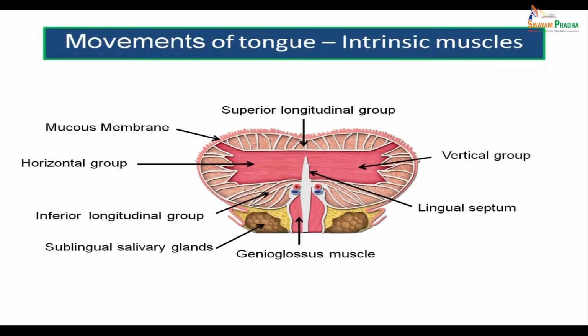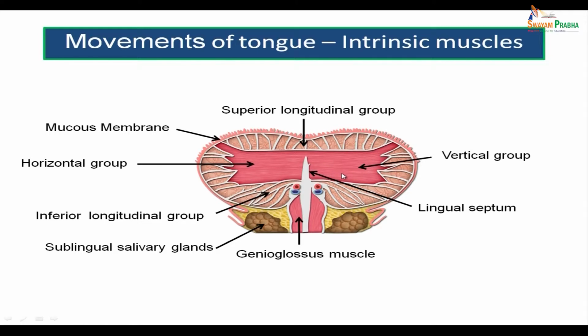Now, we come to the intrinsic group of muscles. The intrinsic group of muscles, as we just discussed, include the superior longitudinal group, the inferior longitudinal group, the horizontal group and the vertical group. In this picture, you see the superior longitudinal group running along the upper surface of the tongue, the inferior longitudinal group running along the inferior surface of the tongue, the horizontal group extending from the fibrous septum towards the side of the tongue, and the vertical group running vertically between the superior and the inferior longitudinal group of muscles.